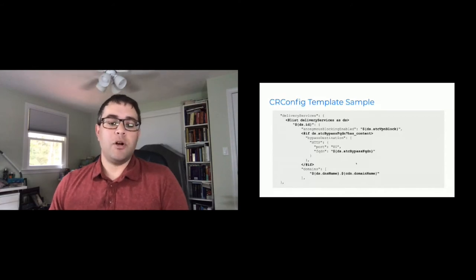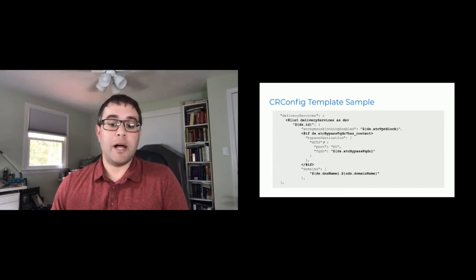The template language also gives us a bunch of flexibility in when to include or exclude certain blocks from the JSON. So you can see here, we are conditionalizing the presence of this bypass destination block on whether or not that variable exists as it's coming from the control plane.